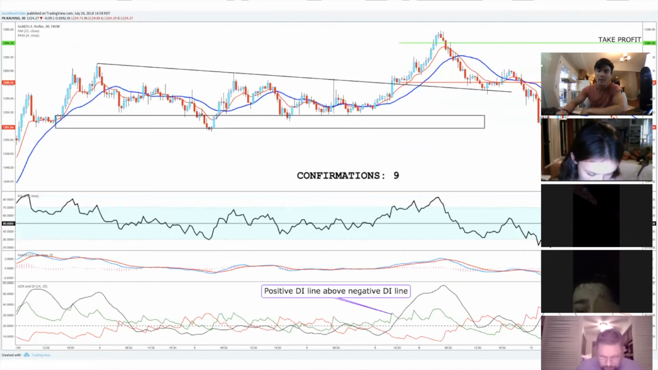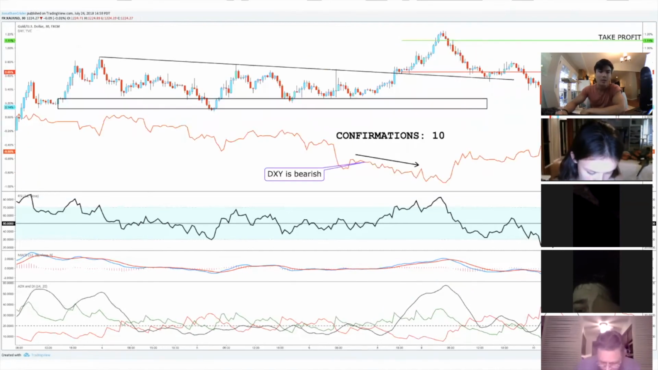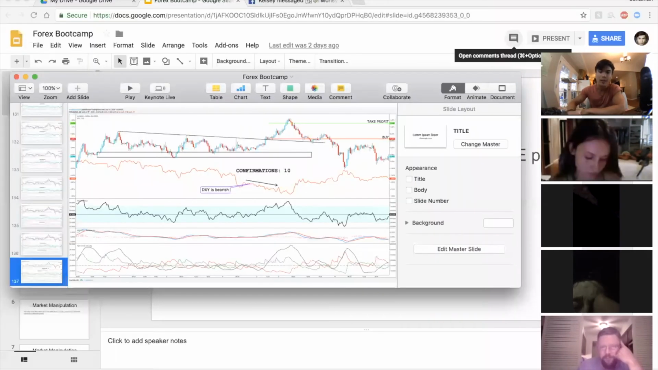Then we can see the ADX right here, it's going down. And again, the dollar index does the opposite of whatever gold's doing. So gold shot up, giving us 10 confirmations to put in a buy. Boom. So that is the 10 confirmation strategy.